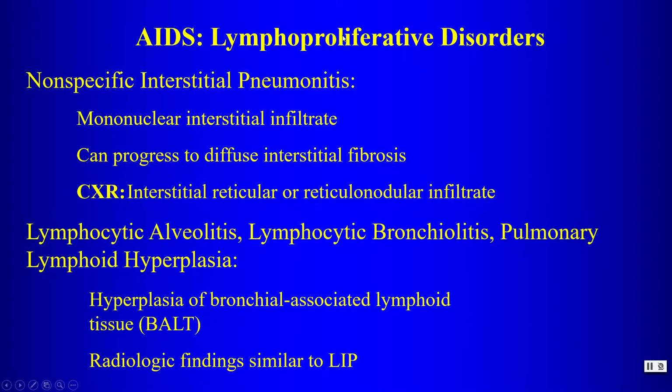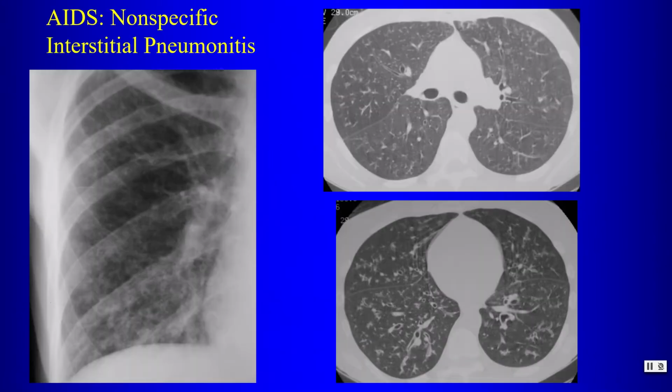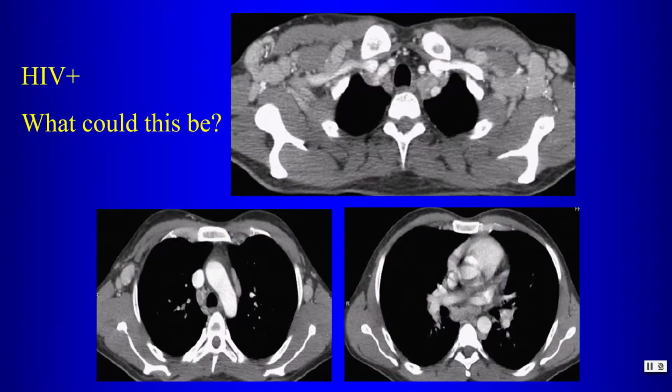Now there are other lymphoproliferative disorders, and I've listed some of them here, that might also occur in patients who have AIDS. Here's an example of a nonspecific interstitial pneumonitis. This patient has these nodular opacities scattered throughout. You can see a reticular nodular pattern here on the chest radiograph, so there's no way really to make this diagnosis prospectively, although it is something to consider in the differential diagnosis.